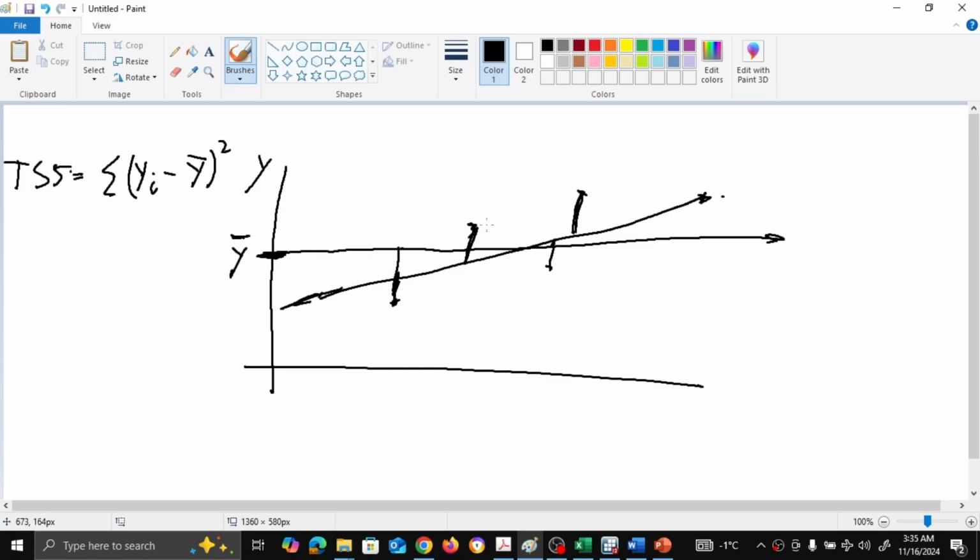Okay, that is my total sum of squares. How well they fit the average. So it's each value minus this horizontal line, which represents the y bar. If that makes any sense, okay?